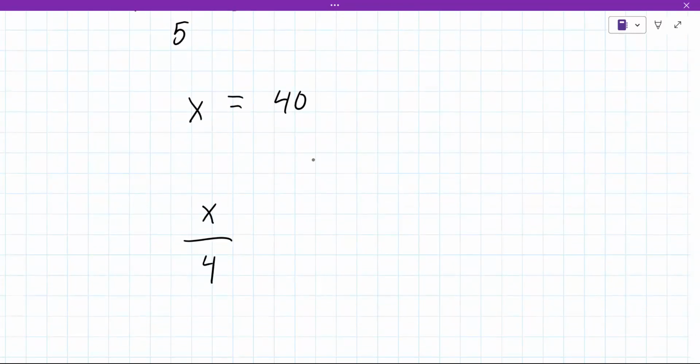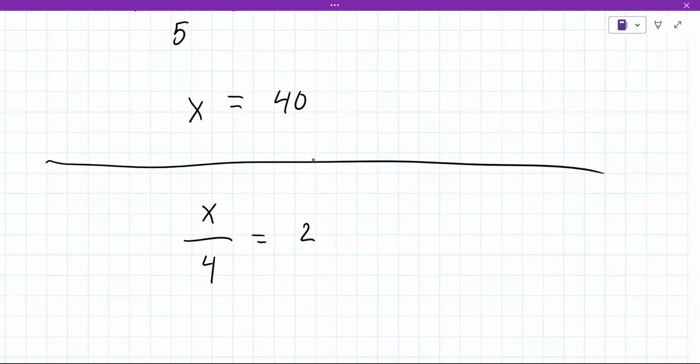X divided by 4 equals 2. How do you solve something like this? I don't know. How do you undo division by 4? Multiply? Yes, multiply by 4. What does that become? Oh, is it 4 times 2? Yes, 8. X is 8.